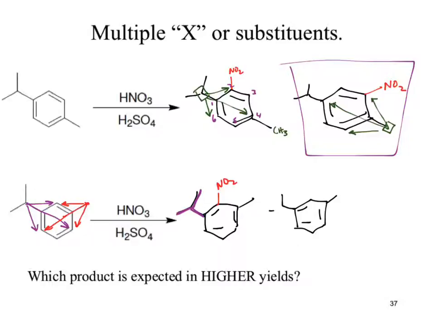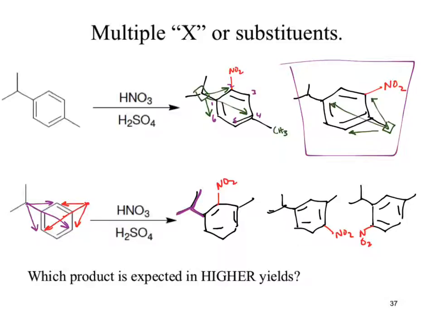The nitro going over here, or the nitro going over here, which was conveniently occupied. So what do we think? We got 3 products this time.